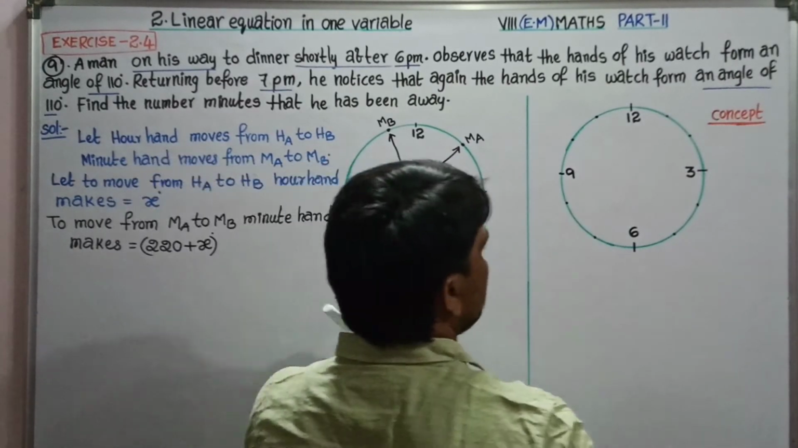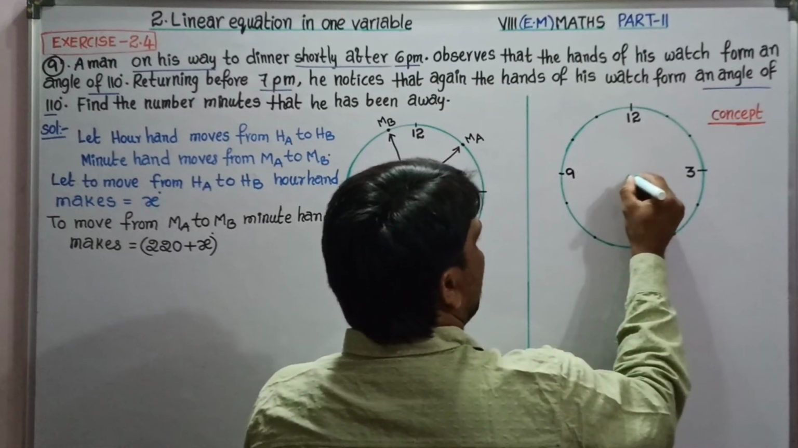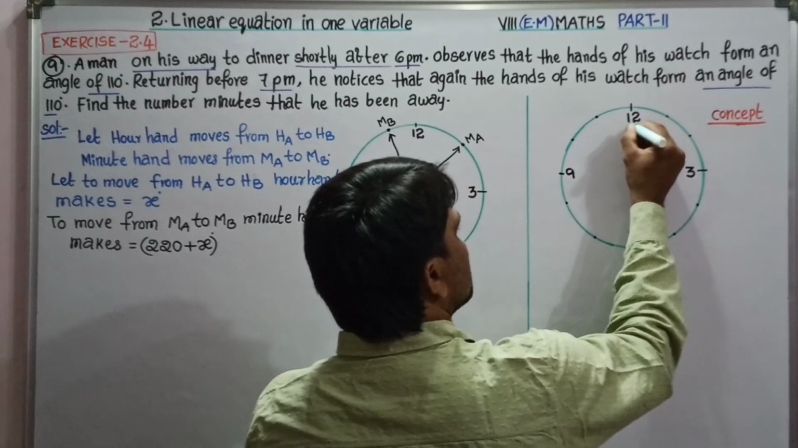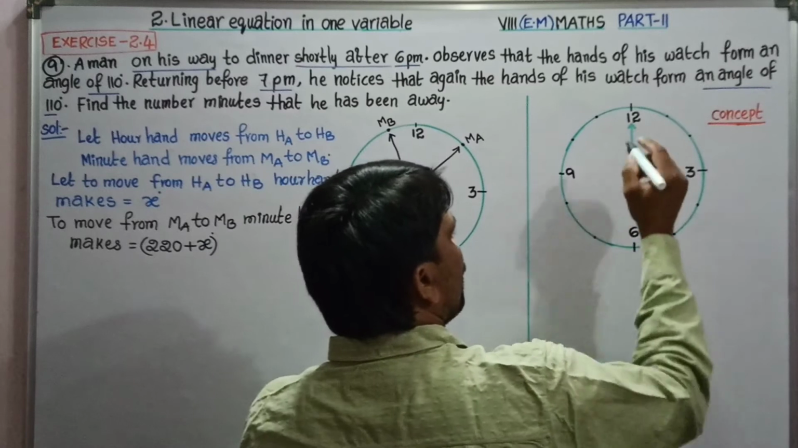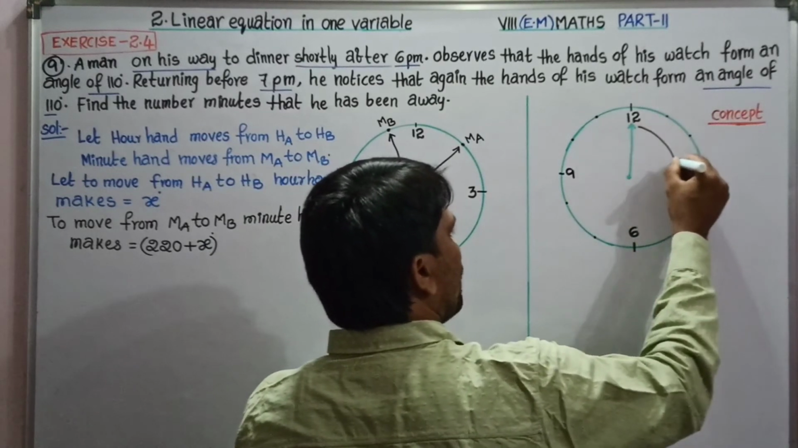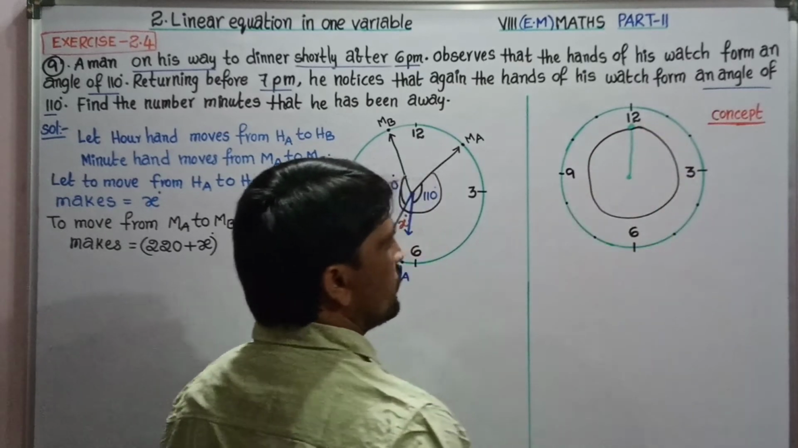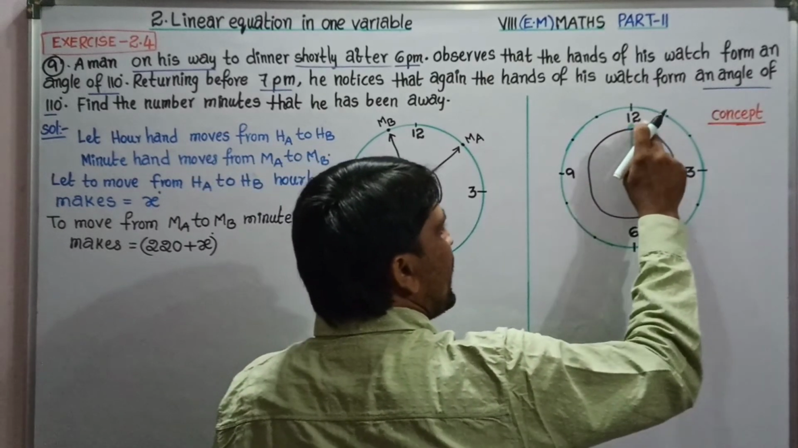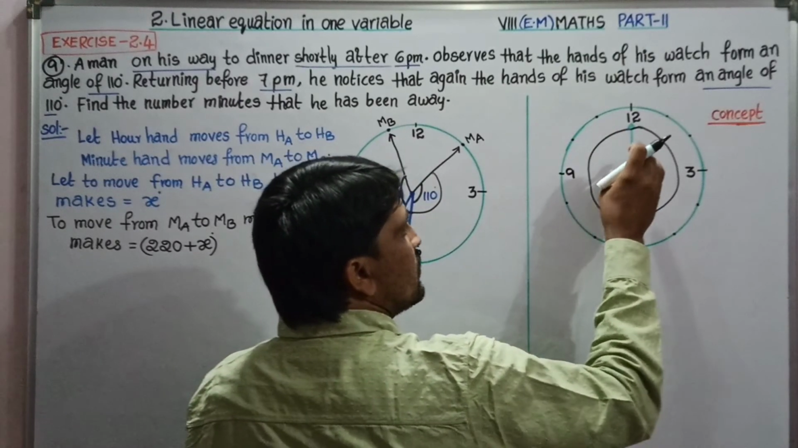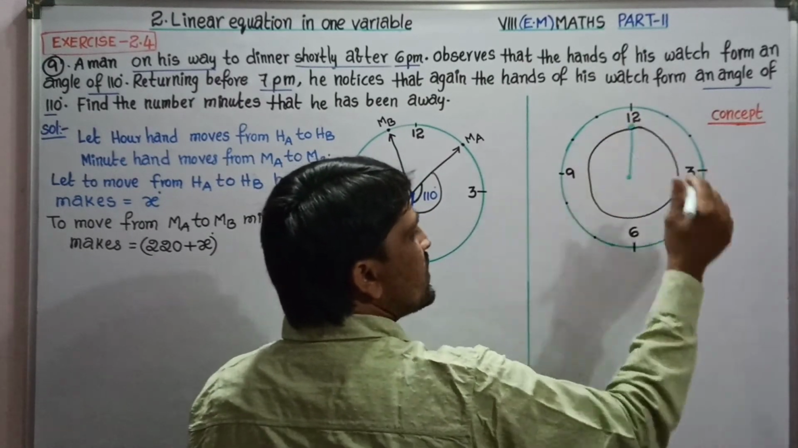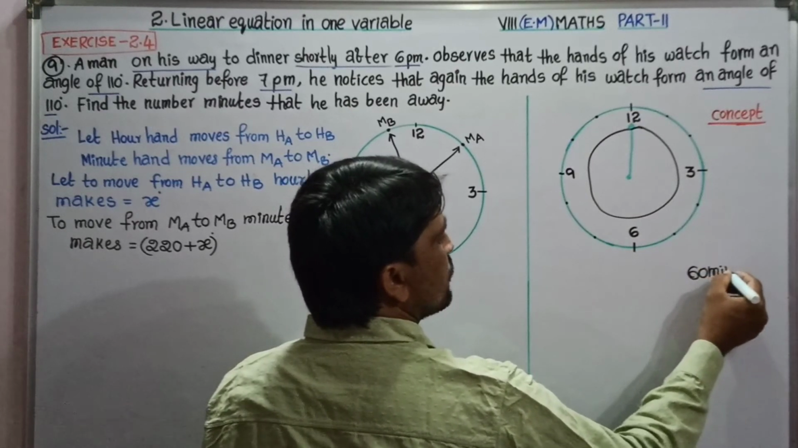Suppose the minute hand is at 12 and it moves from 12, completes one rotation and comes back to 12 again. That means the minute hand completes one rotation, so the time elapsed by the minute hand is 1 hour, that is, 60 minutes.